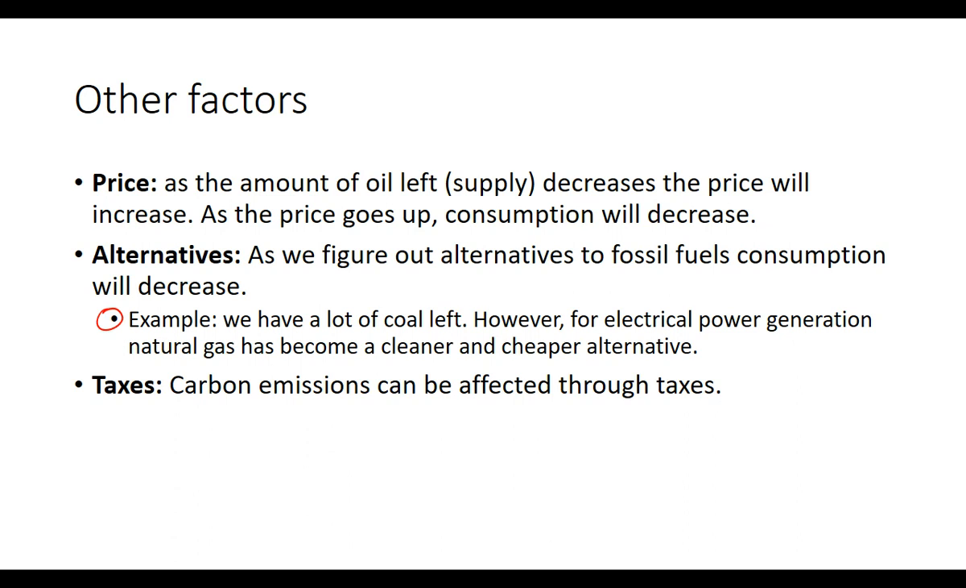Therefore, basically doing what we were talking about with price, as it becomes more and more expensive, consumption will decrease. So you just make it more expensive by applying a tax to it, and then in theory consumption would decrease. That would also increase the incentive to come up with alternatives.